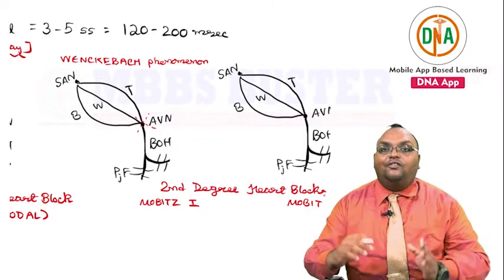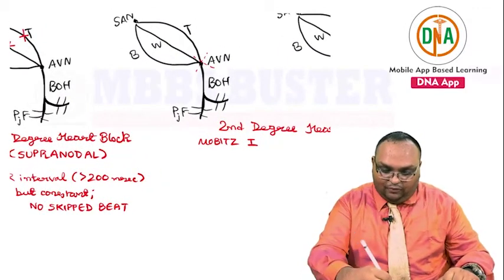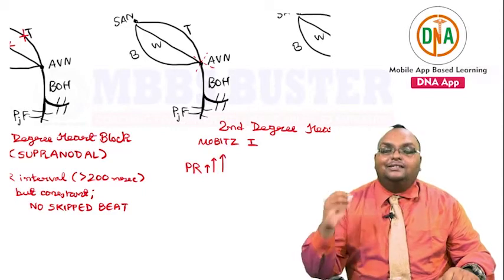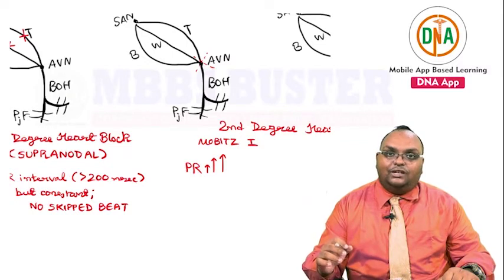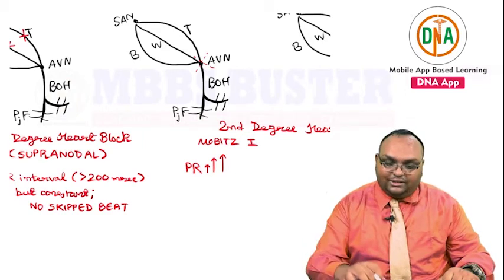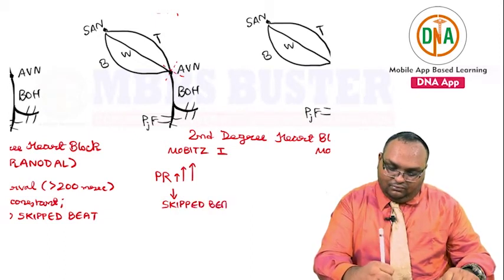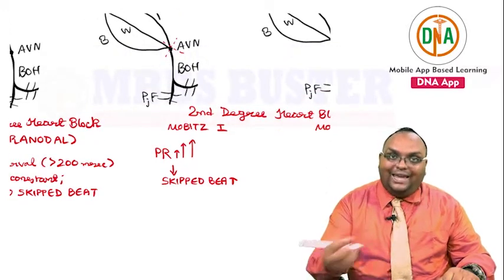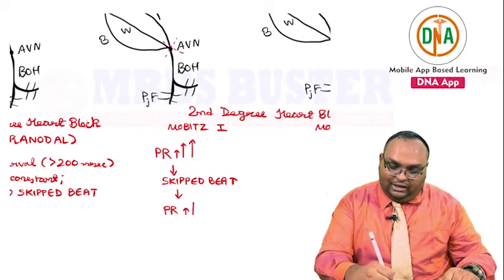That means you will have progressive prolonging of the PR interval. That is very important. You will have progressive prolonging of the PR interval. It goes on increasing, it goes on increasing, and then suddenly there is one beat where the atria contracts because the SA node fires, but that does not reach the ventricles, so there is no QRS complex, so you have a skipped beat. And then again the PR interval comes back to normal and again it keeps on increasing.